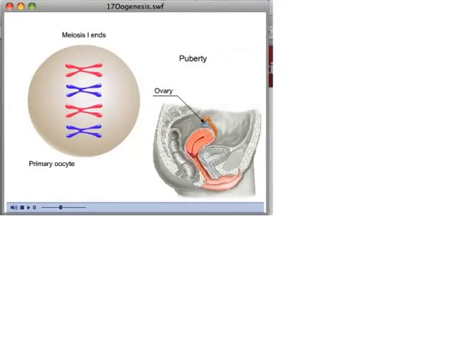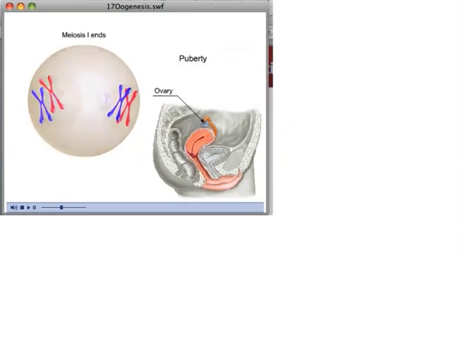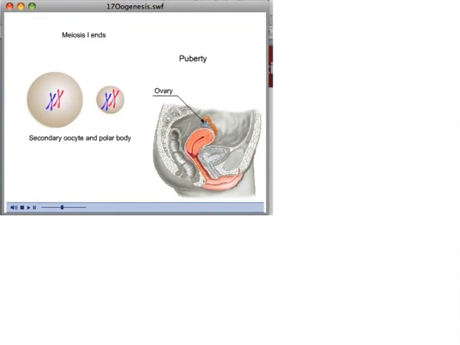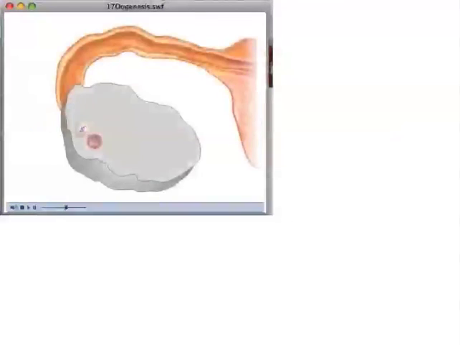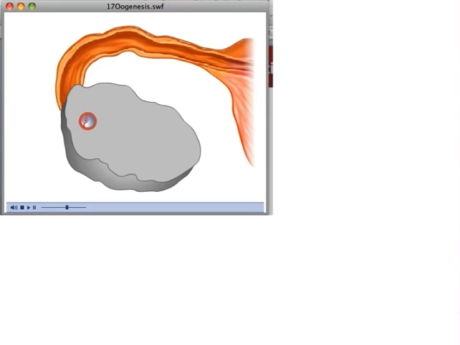The division of cytoplasm and cell organelles is unequal, however. As a result, one large secondary oocyte and one small polar body form per primary oocyte. The polar body often degenerates. The follicle containing the secondary oocyte continues to mature until a surge of the hormone LH initiates ovulation. The mature follicle ruptures, releasing the secondary oocyte.